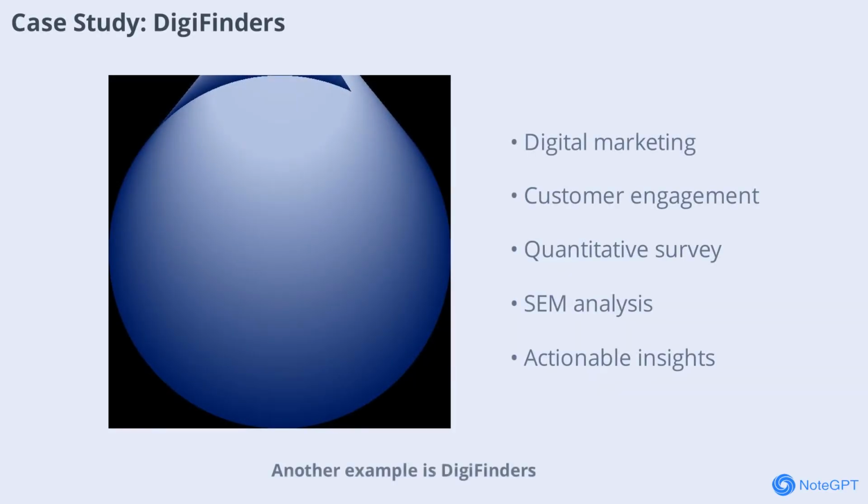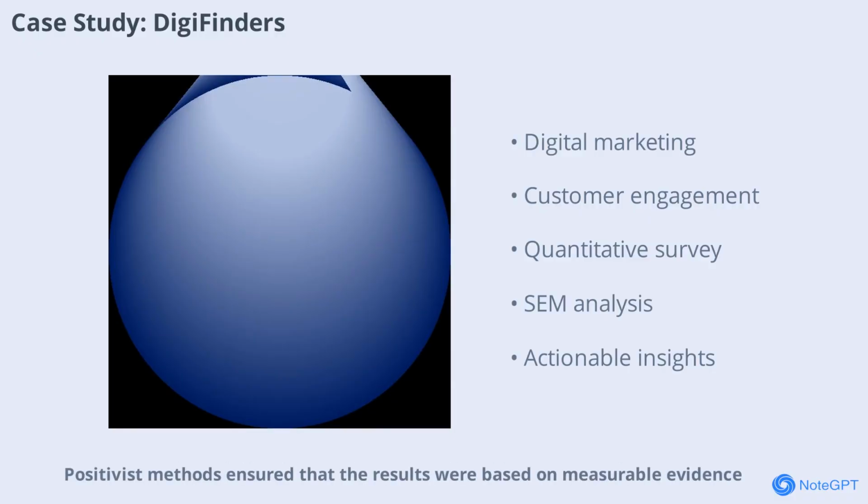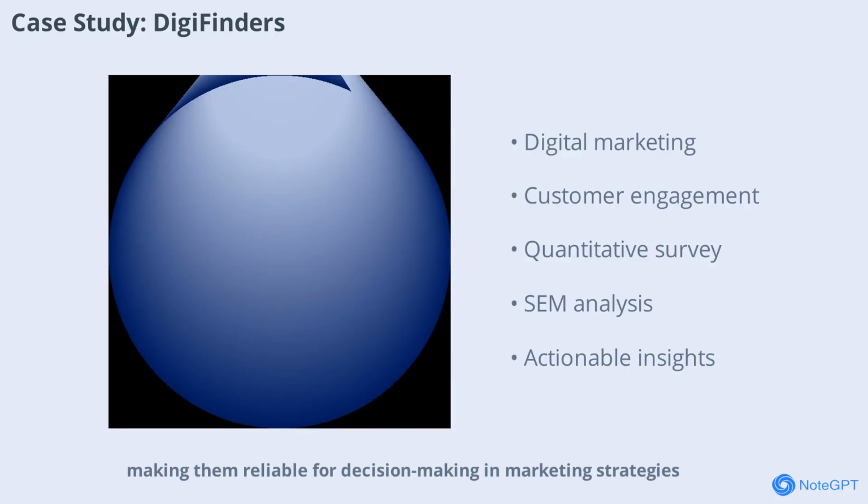Another example is DigiFinders, which studied the impact of digital marketing on customer engagement. The researchers used quantitative surveys and analyzed the data with structural equation modeling, SEM. This approach allowed them to uncover complex relationships and provide actionable recommendations. Positivist methods ensured that the results were based on measurable evidence, making them reliable for decision-making and marketing strategy.